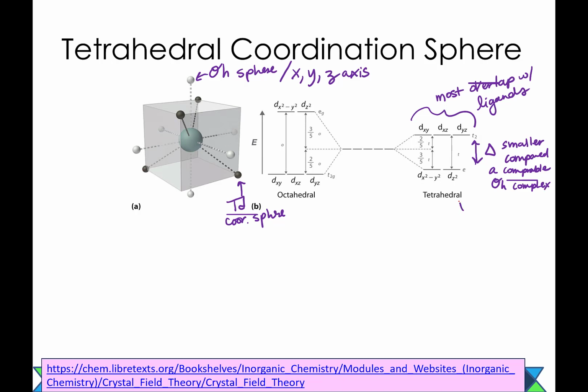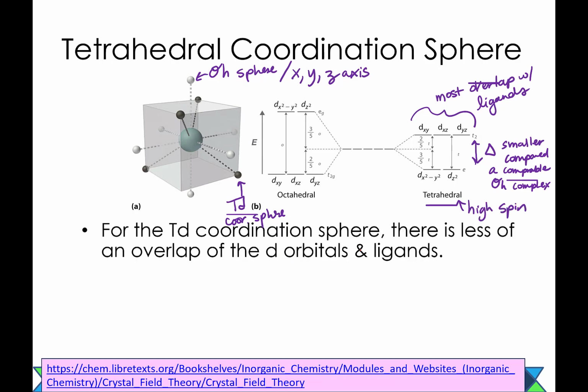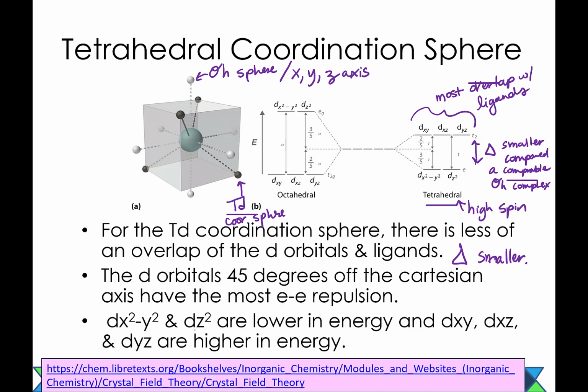So tetrahedral complexes are typically going to be high spin. Again, for a tetrahedral coordination sphere, there's less overlap of the d orbitals and the ligands, so your splitting is smaller. Your dx squared minus y squared and dz squared are lower in energy, and dxy, dxz, and dyz are higher in energy. So it's sort of like a flip of octahedral and tetrahedral. The splitting swaps, and you still get conservation of energy, but now dxy, dxz, and dyz are raised 2/5 delta, and dx squared minus y squared and dz squared are lowered 3/5 delta.